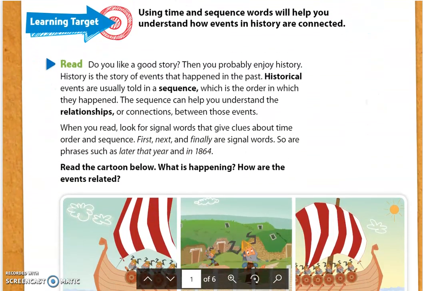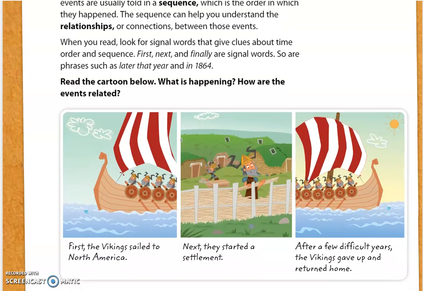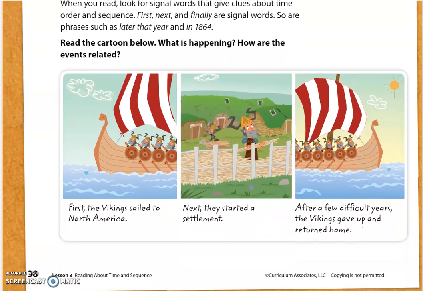Read the cartoon below. What is happening? How are the events related? The first frame says, first, the Vikings sailed to North America. The next frame says, next, they started a settlement. The next frame says, after a few difficult years, the Vikings gave up and returned home.